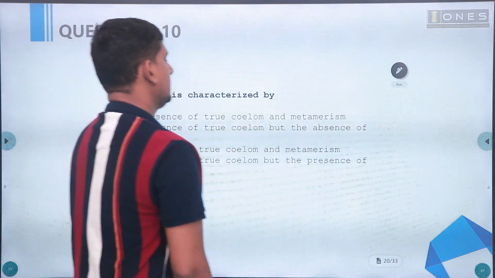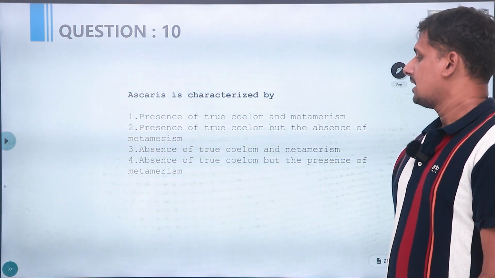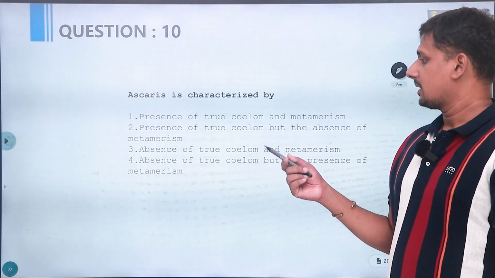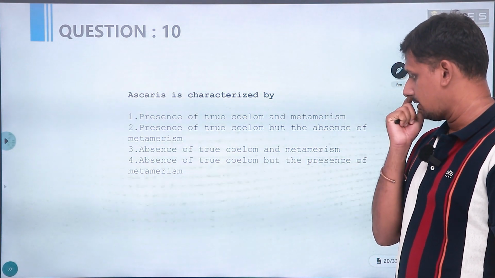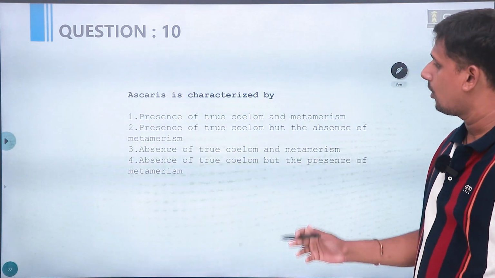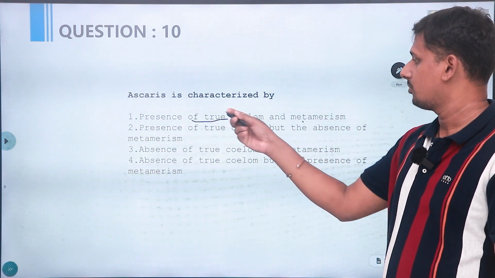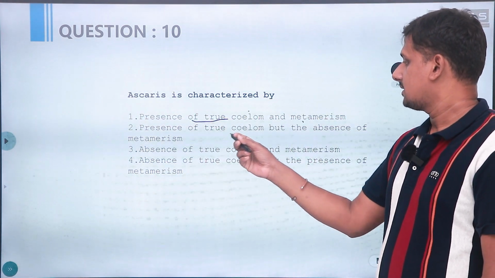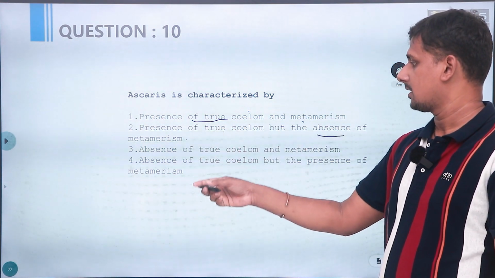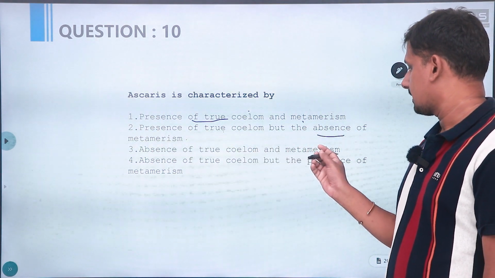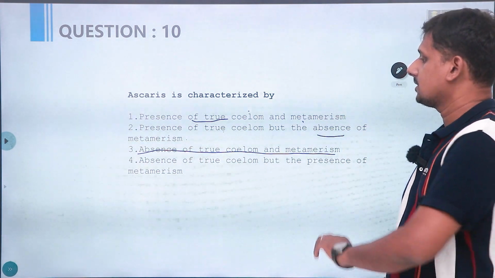Now next question is Ascaris is characterized by. Options: presence of true coelom and metamerism, so presence of both things. Presence of true coelom but the absence of metamerism, so true coelom is present, metamerism is absent. Absence of true coelom and metamerism, so both are absent. The next one is absence of true coelom but the presence of metamerism.